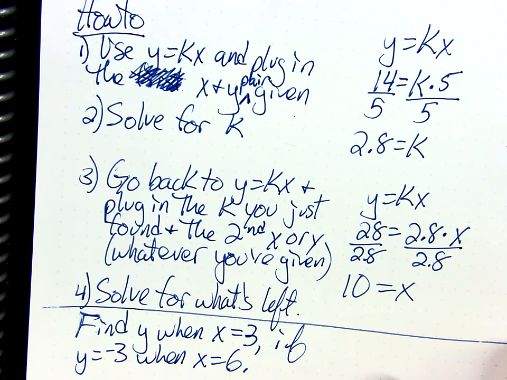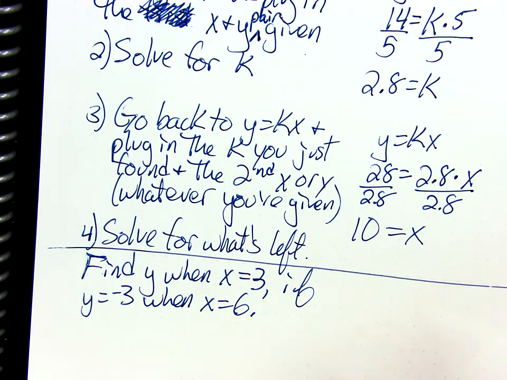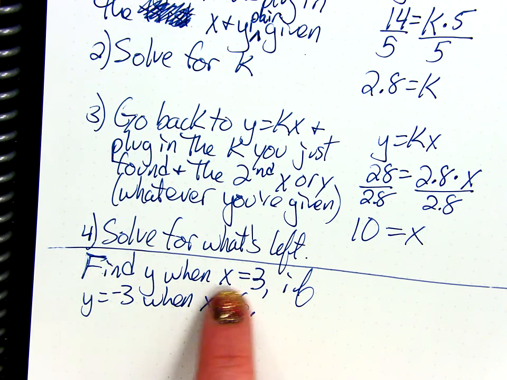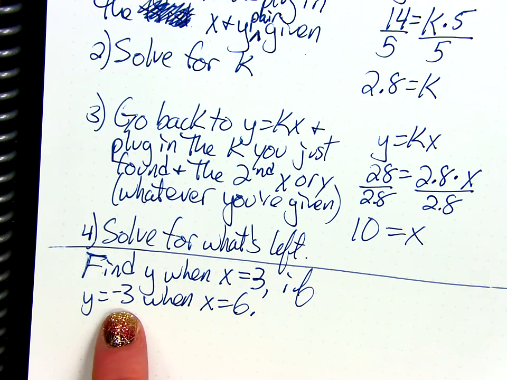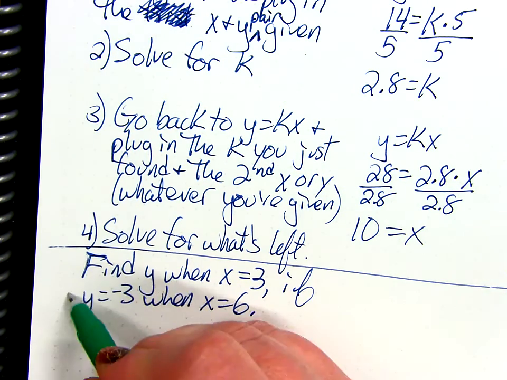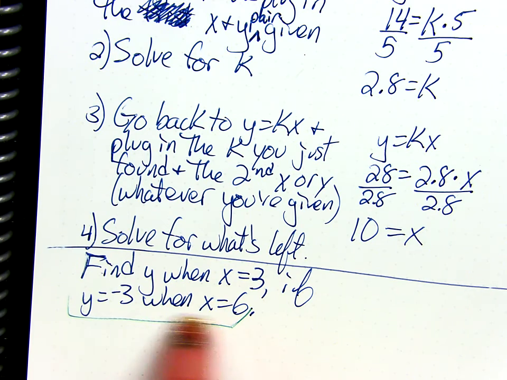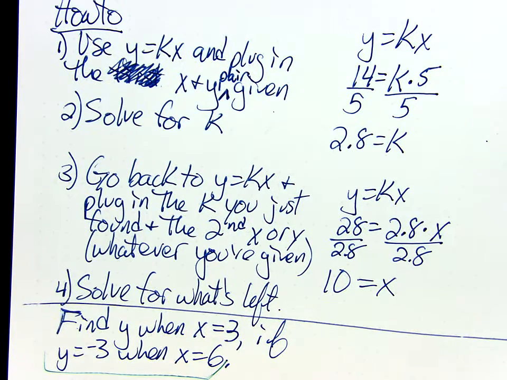So let me explain what I mean by that. Look at our problem now. Find y when x equals 3 if y equals negative 3 when x equals 6. These two are paired together. The find y when x equals 3, that's the part I'm going to do later. This is the pair that I need to start off with. Okay, so now if we reread step 1, it should work out a little bit better.